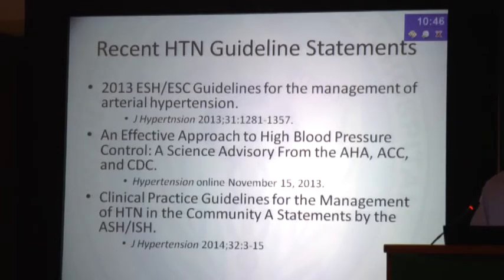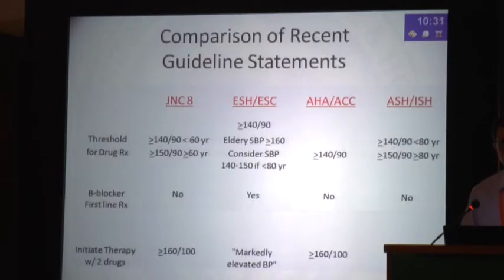There are many other guidelines: the European Society of Hypertension, the American Heart Association, the ACC, the American Society of Hypertension. All these have recently come in, and I'll show a comparison of what their ideal goals have been. Now this is a comparison between JNC, ESH, AHA and ASH, of what the threshold for drug treatment is.